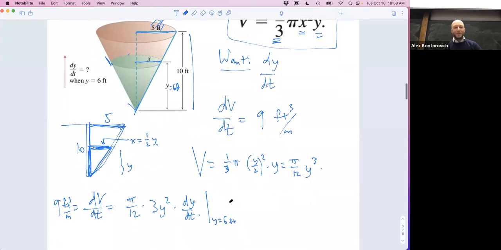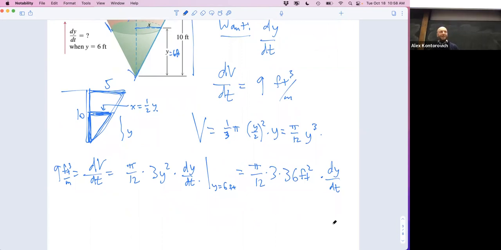Okay, and watch what happens to the units, actually. This pi over 12 is unitless. So is the 3. But then I have to square y, so that's 6 squared, which is 36 feet squared, excellent, times whatever this dy dt is. I put a cube, because I'm dyslexic. Feet squared. Okay? Does everybody see that? Does that make sense? All right.